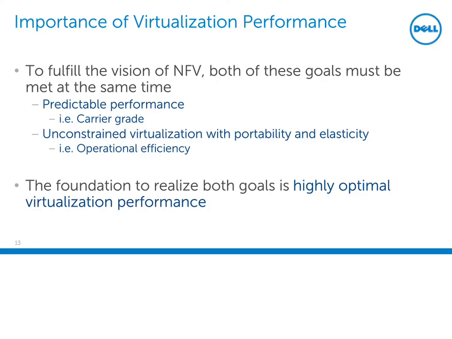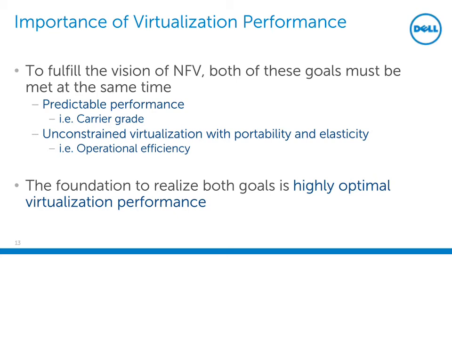I think the core question when we start out doing this is looking at the real importance of performance. Mike alluded to looking at performance in evaluations of a virtualized network function versus a physical appliance. And to really achieve the benefit that NFV promises, we need to not only have the predictable performance, or the carrier grade we typically use, but we also want to achieve that with unconstrained virtualization. Essentially, to have the portability and the elasticity, because that's where the other goal is to get a very high operational efficiency, so that the economics of the data center can be applied to a carrier network infrastructure.